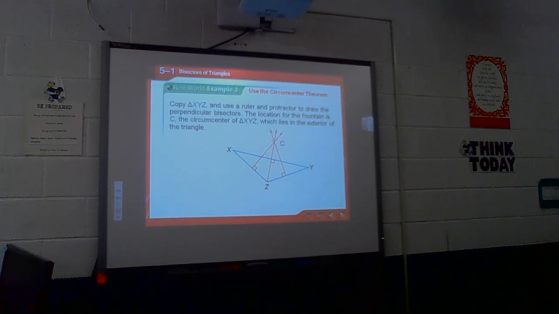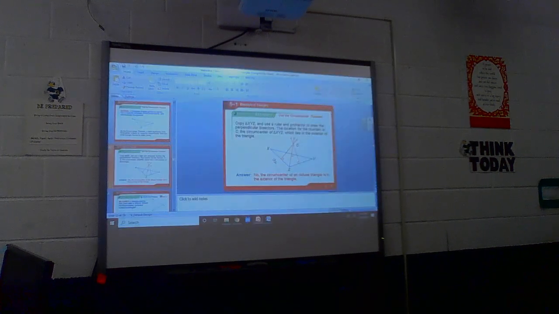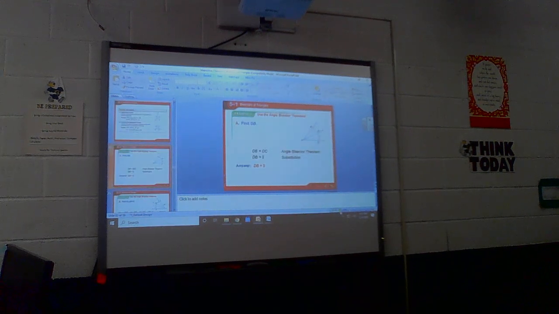But remember, a circumcenter can be outside of the triangle, like in this example. It could be on the inside, or it could be right on the side. So don't forget that. I think they're going to ask you to draw that.